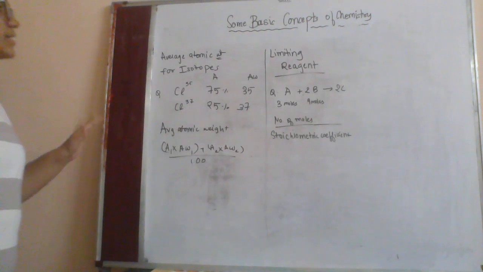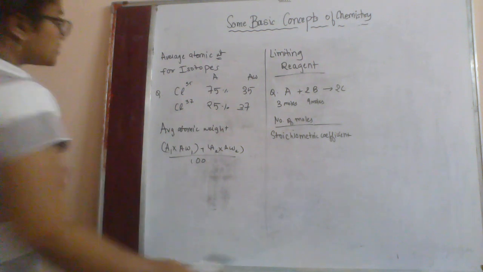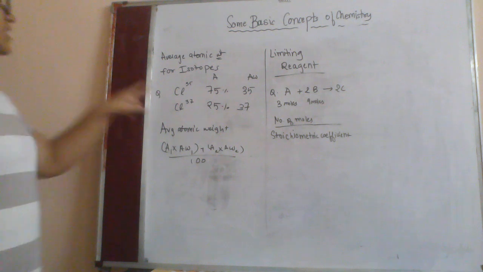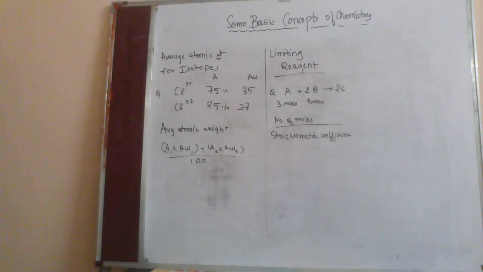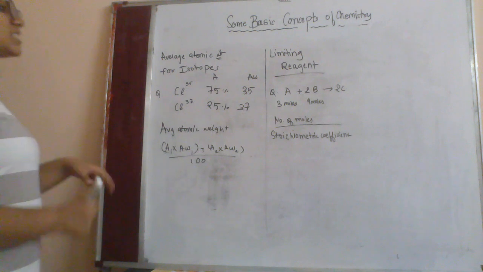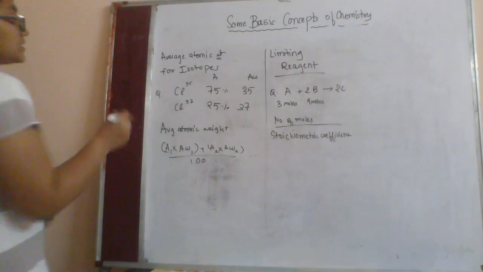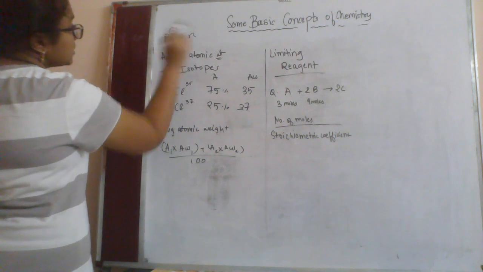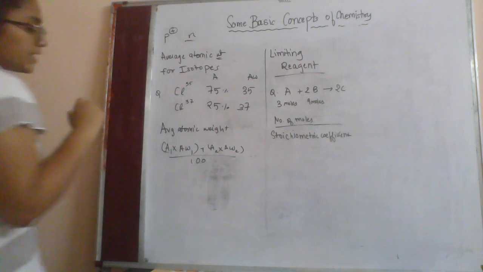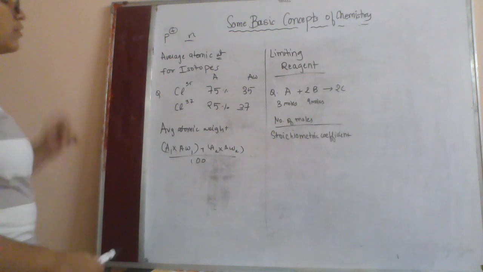The next topic is calculating average atomic weights for isotopes. So isotopes are the substances which are of the same element, but they have different atomic weights. They have the same atomic number but different atomic weights, which means that they have the same number of protons but the number of neutrons is different. Okay, so now finding the average atomic weight for isotopes.